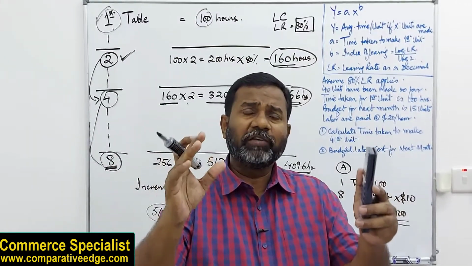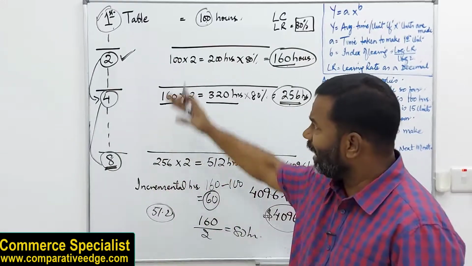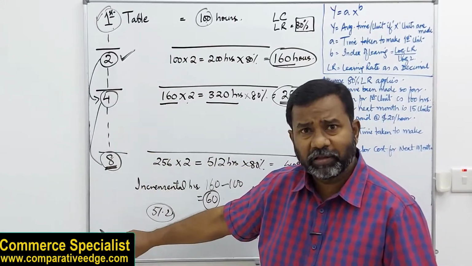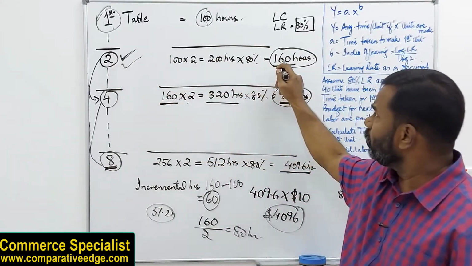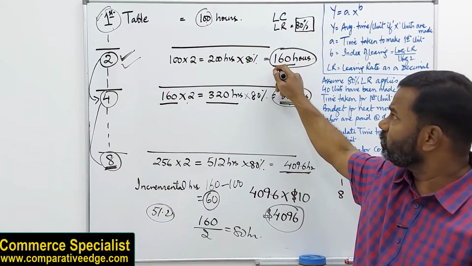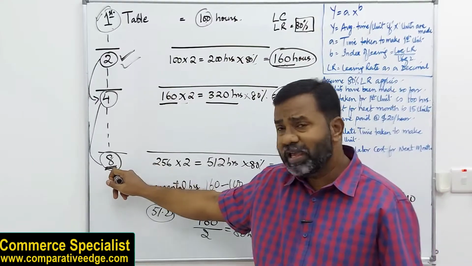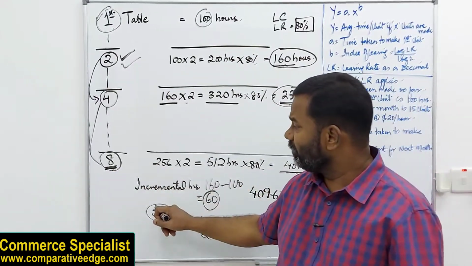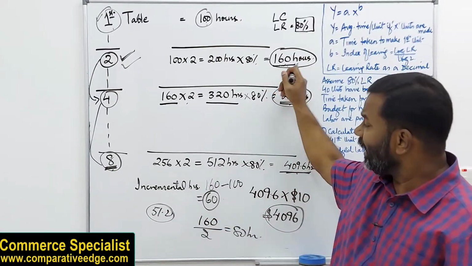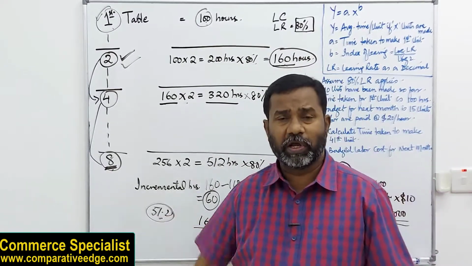The cumulative average time to make one table as production keeps doubling. Here, when I'm making 2 units, my average time to make one table is 80 hours, 160 divided by 2. But when I'm making 8 tables, my total hours is 409, but average time is just 51. From 80, I'm coming down to 51.